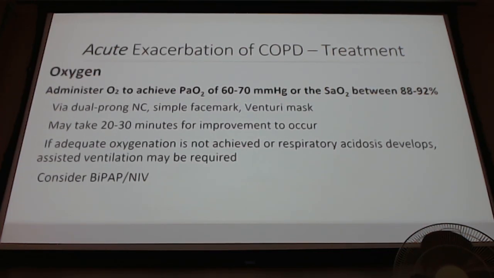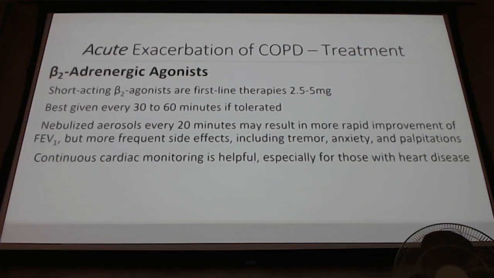So here's our oxygen. Our goal, we want to keep them right around normal, so right around that 60 to 70, which is roughly 88-92% on their oxygen saturation. So we can use our nasal cannula, which is a two-prong there. We may increase the oxygen level with a simple face mask. And then we can also use other things like high-flow nasal cannulas and BiPAP if we're not getting the response that we're expecting.